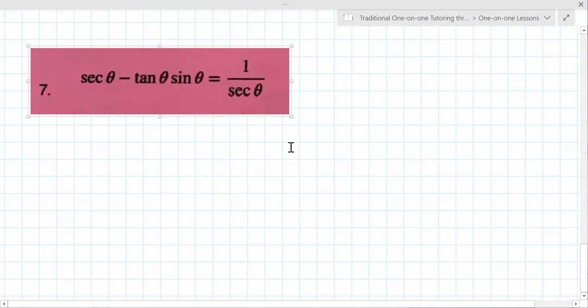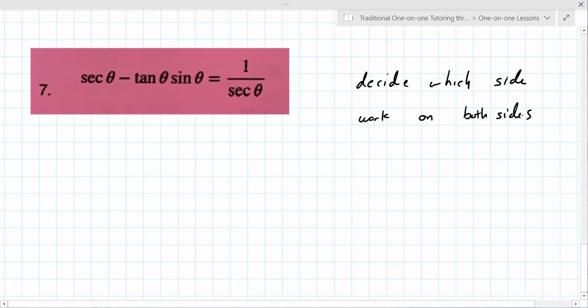So what you have to decide first is which side you're going to work on. And what most students don't like to hear is it's actually the more complicated side, the one that looks worse. For me, the one that looks worse is the one on the left. Some instructors allow you to work on both sides. I would check with your instructor to see if that's allowed, because some of them get really particular here.